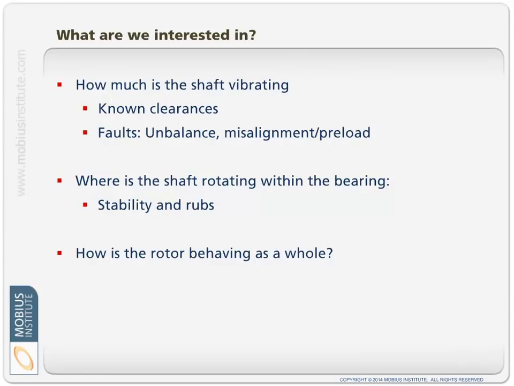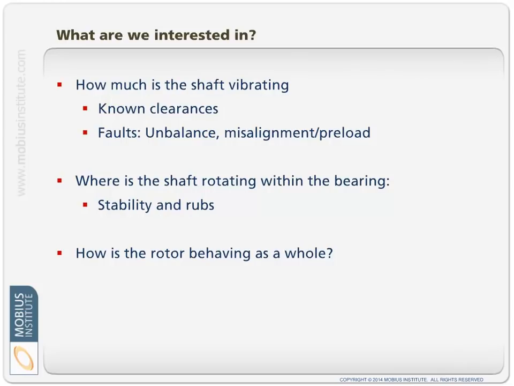Now, we only take measurements at certain points along that shaft, typically close to where the bearings are. We know certain things about the shaft vibration. We know how much clearance there is in the bearing, so we know how much movement is tolerable, you might say. And we can imagine that with any unbalance or misalignment or preload and so on, that's going to affect the motion the rotor goes through as it turns.